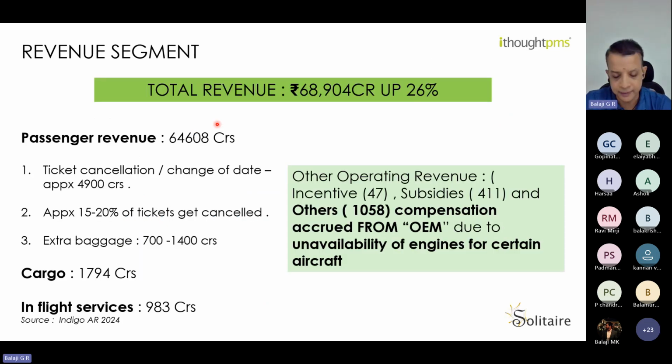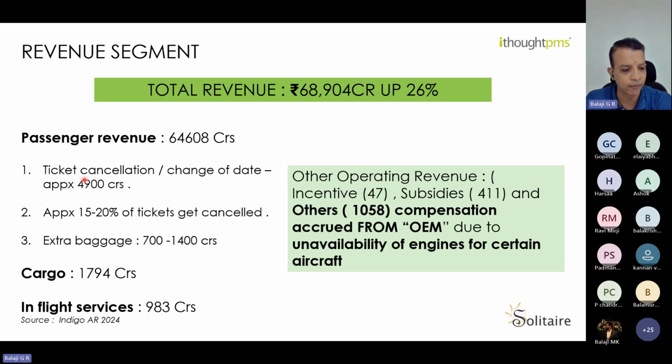If you look at revenue, it's not a small company. Indigo reported close to 70,000 odd crores of revenue, up 26%. Keep this number in mind because when we get into the cost structure, I'll share how cost has played out given the sharp rise in revenue. But interestingly, on revenue, ticket cancellation is a very interesting value proposition. As a consumer, we don't like it, but what they get paid is close to 4,000 to 5,000 crores.